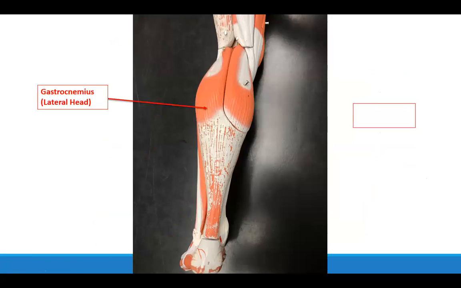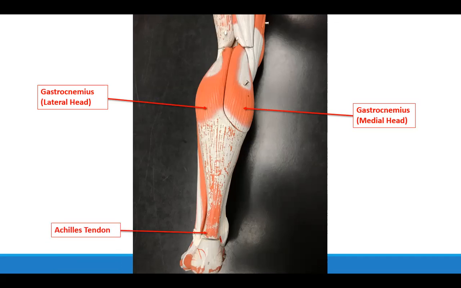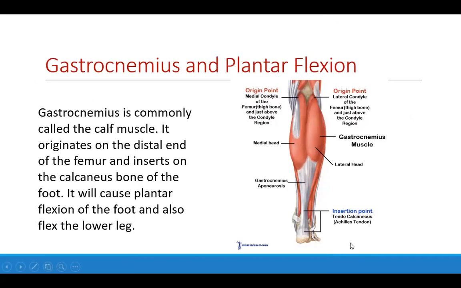Now, on the lower leg, we see the gastrocnemius. It has a lateral head and a medial head. Each head attaches: the lateral head attaches to the lateral condyle of the femur. The medial head has its origin on the medial condyle of the femur. It inserts on the calcaneus by way of the Achilles tendon. This is the calcaneus bone down here.